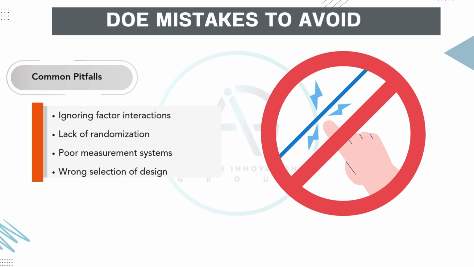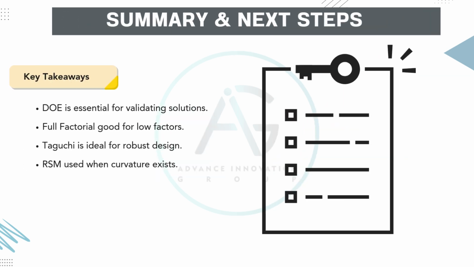If the tools or methods we use to measure outputs are inconsistent or inaccurate, the data we collect won't be reliable, no matter how well the experiment is designed. Lastly, selecting the wrong type of experimental design, for example, using a full factorial when a fractional design would be more efficient, or vice versa, can lead to wasted resources and missed insights. By being aware of these pitfalls and avoiding them, we can ensure our DOE efforts lead to meaningful and trustworthy results. Let's quickly recap the key takeaways from what we've learned about design of experiments.